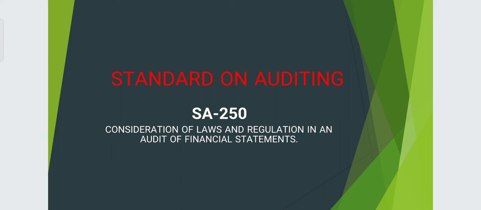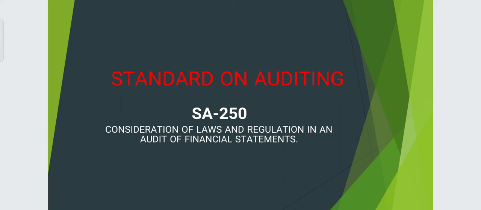The requirement of this SA is set in such a way to assist the auditor in identifying the material misstatement of the financial statement due to non-compliance with laws and regulation. I would like to quote one line here that the auditor is not responsible for preventing the non-compliance, or it cannot be expected to detect the non-compliance with all the rules and regulation. Its duty is to identify the material misstatement due to non-compliance with laws and regulation.